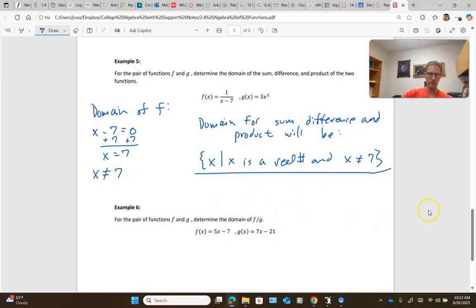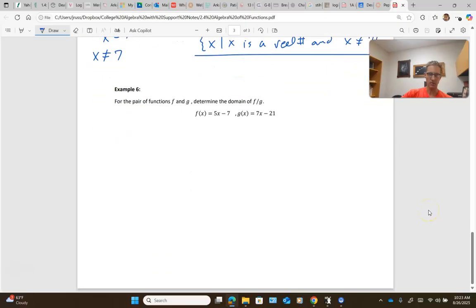All right, so let's look at one more. Example 6 here. It says, for this pair of functions, f and g, determine the domain of f divided by g. So f and g are both actually polynomials. They're both linear functions or linear polynomials. So the domain for f and g is all real numbers.